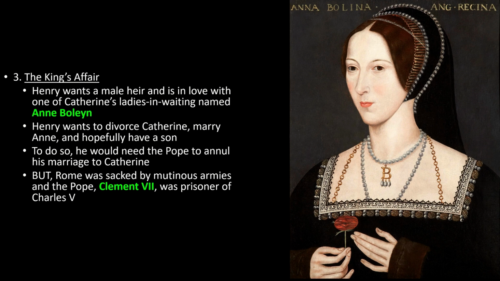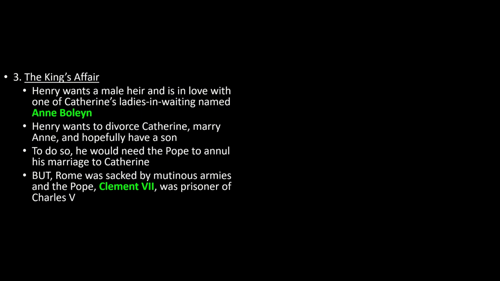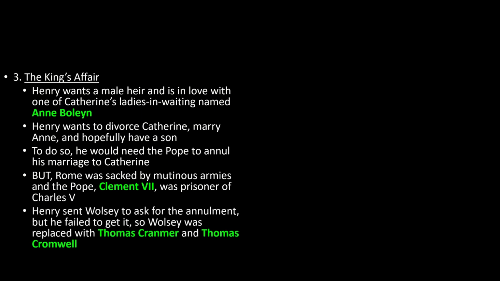of Charles V. Now, here's why this is important. The only person that can annul the marriage of Henry VIII is the Pope. Now, the problem is now the Pope is under the prisoner of Charles V, all right? He is a prisoner of Charles V. So, Charles V, the nephew of Catherine of Aragon, is probably not going to be like, yeah, we'll let Henry divorce my auntie, all right? Not going to happen, okay? So, that's one strike against Henry VIII. But Henry VIII tries to get an annulment anyway. So he sends Wolsey to go ask for the annulment, but he fails to get the annulment.